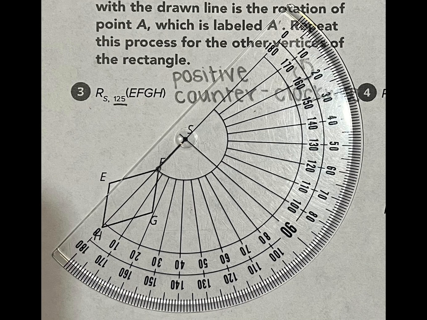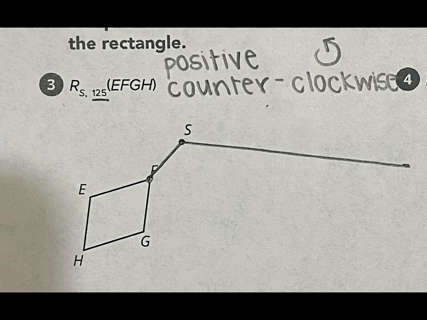Once you do that, I laid my protractor down so that the little circle is on top of S, and I'm going to use the protractor to find 125 degrees. Here I'm going to be looking at the bottom numbers because 125 degrees is an obtuse angle. Once you find 125 degrees, I made a line from S at 125 degrees. I made it nice and long.